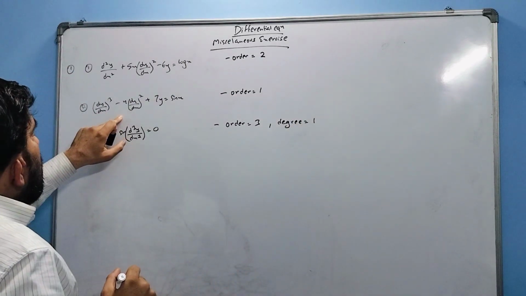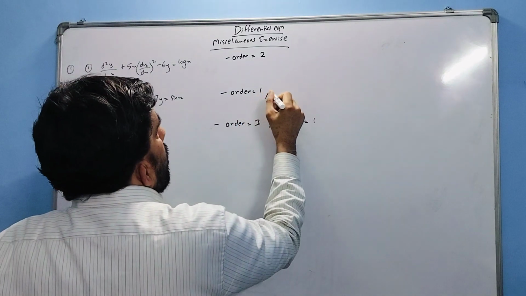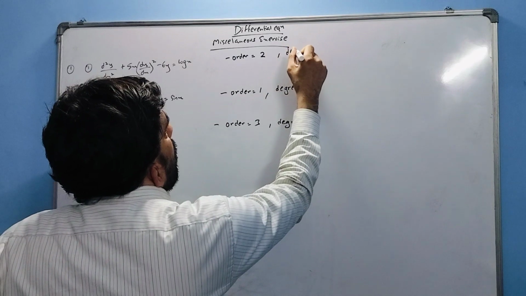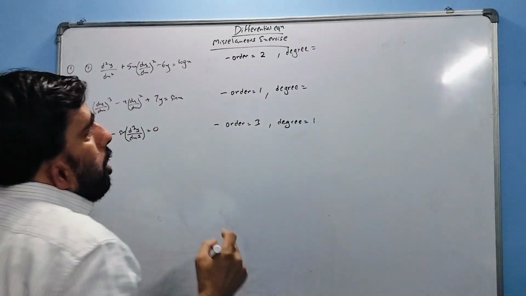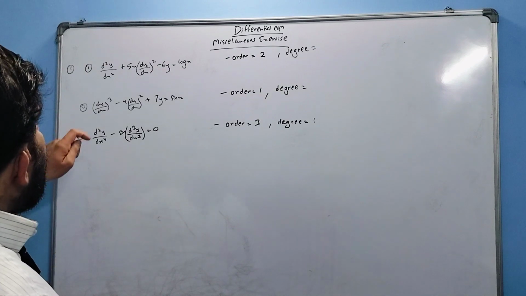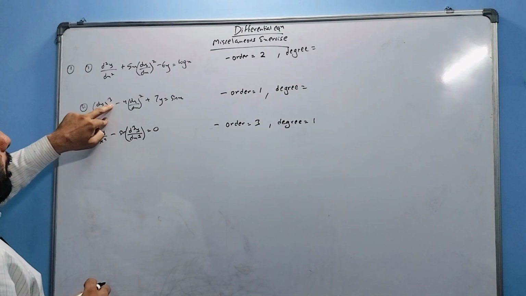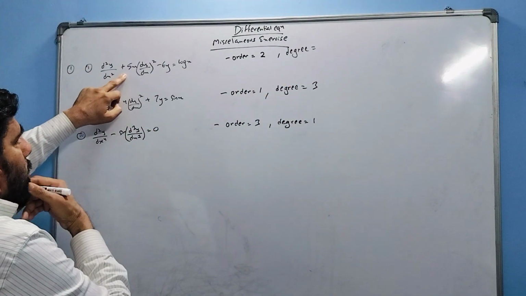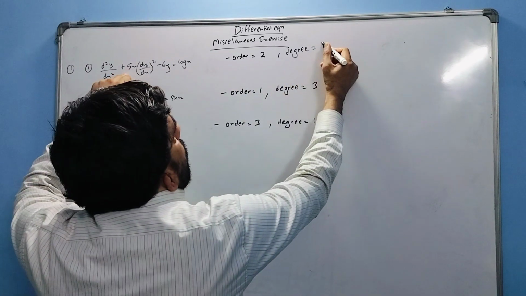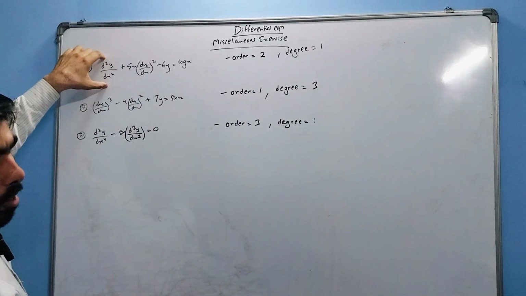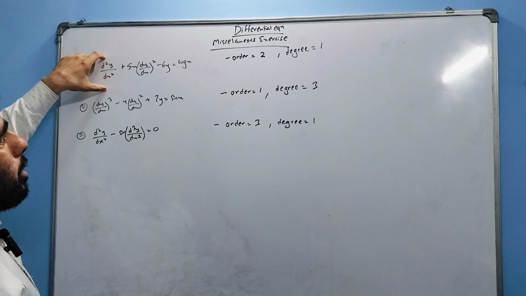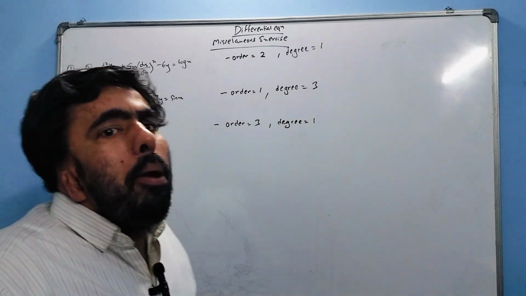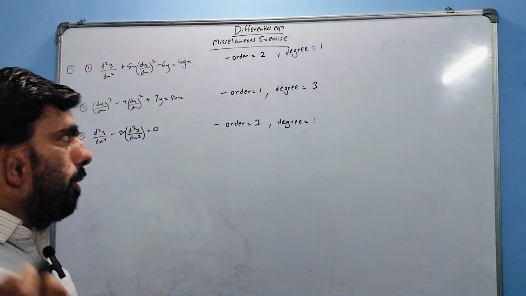And in the second case and first case, let us try to find what the degree will be. In the second case the highest power is 3, so the degree is 3. And in the first case the degree will be 1, because we consider the highest order power as the degree. That is how we are able to find the order and degree.